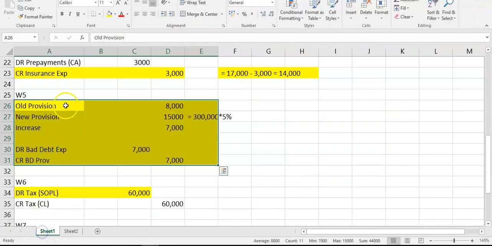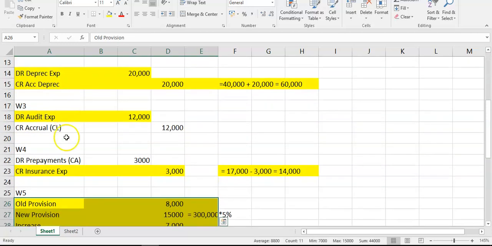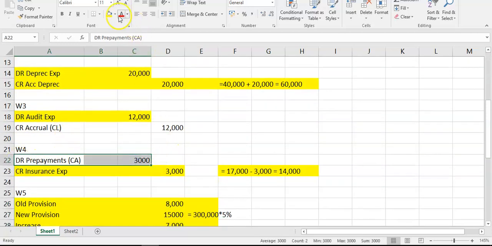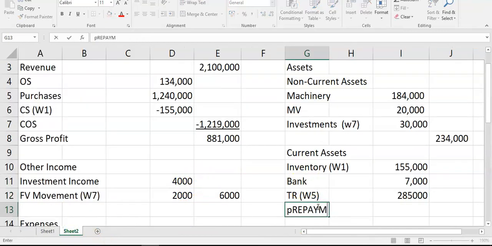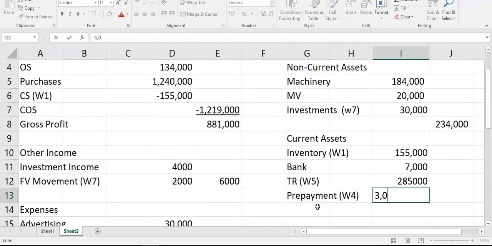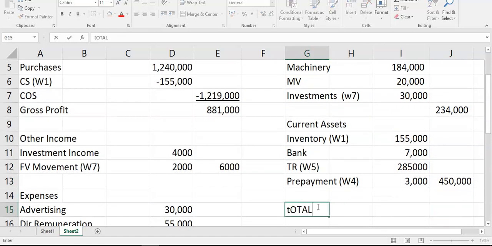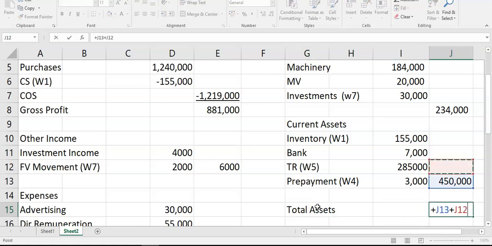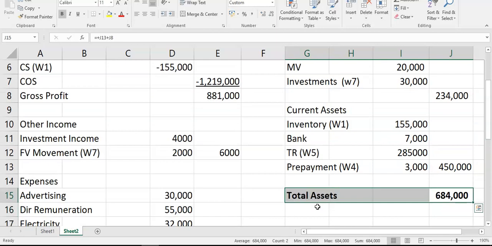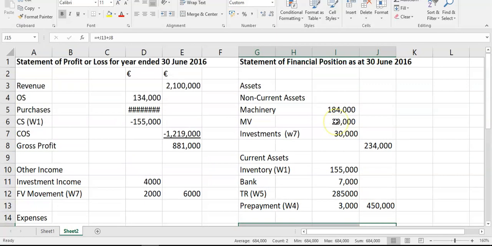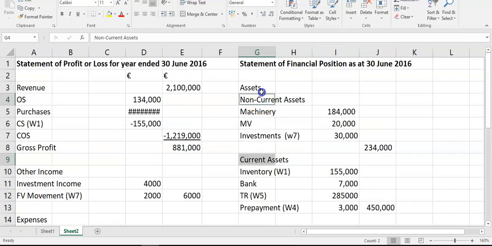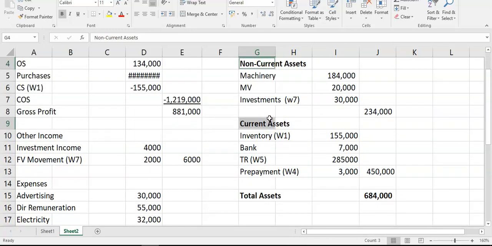Just go back to your statement or your adjustments. There's no other one other than prepayments. So you have insurance prepaid, which is now going to be a current asset, prepayment. And that is working 4, 3,000. So that means your total current assets, 450, and you add that to your non-current assets to get your total assets, the first half of the balance sheet, now known as the statement of financial position, 684,000. And that's what you're going to try and make the equity and liabilities balance to as well.